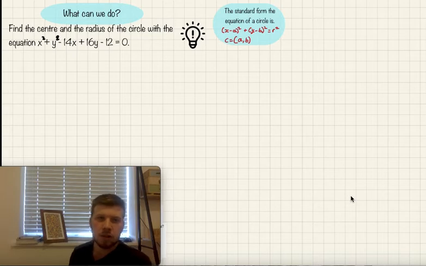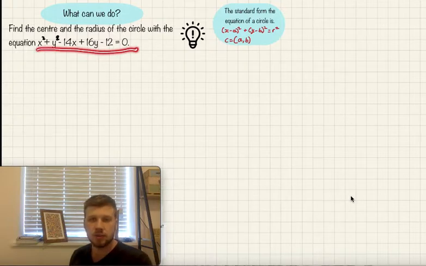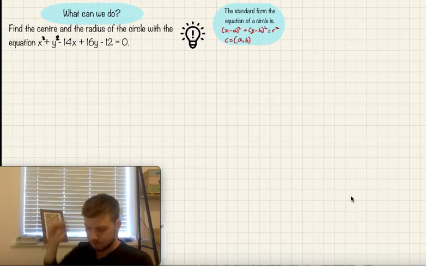In today's video, we're going to look at how we can find the centre and radius of a circle when it's not given in the standard form. So the standard form is this thing we looked at in last video, which is x subtract a squared and y subtract b squared, which is just a translation for the centre. But how do we do this?